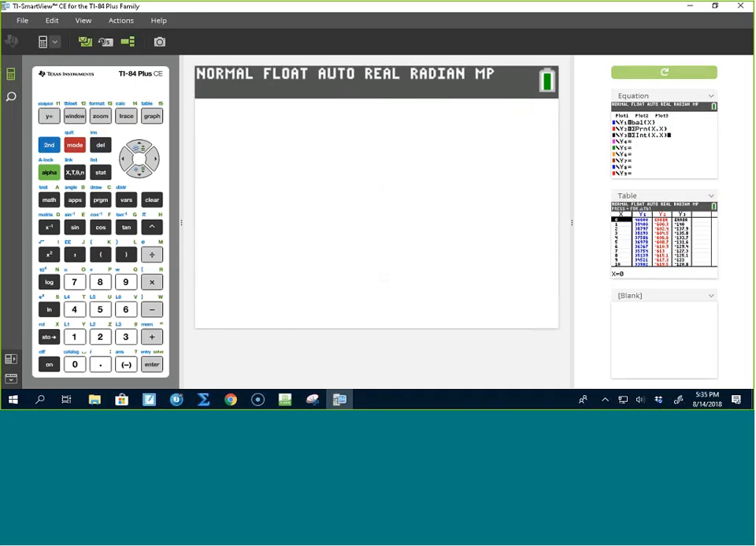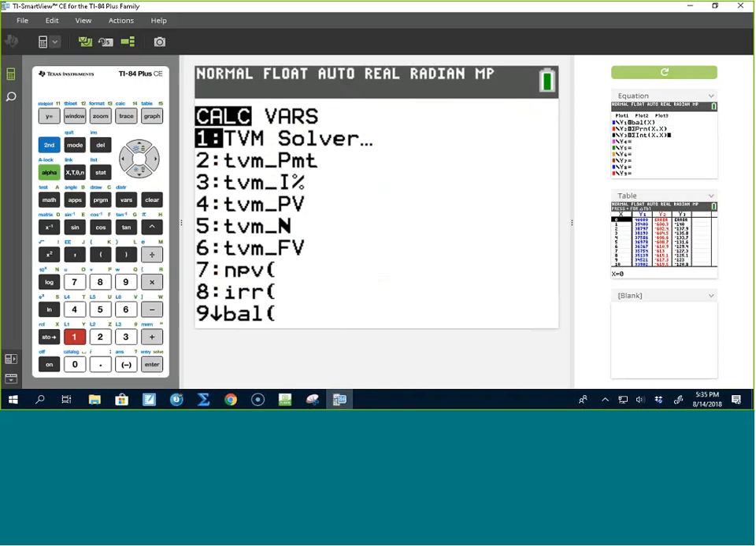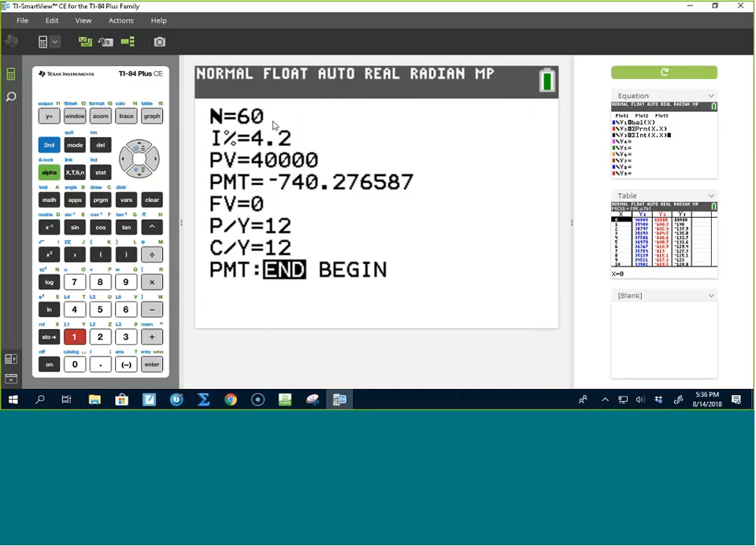And so I'm going to go into the app, and I have the finance right here, and I have this TVM solver. And so we did 60 payments. We're back at 4.2 interest. We have the present value of $40,000. We have a payment right here. And just to kind of review this, what if I decide that I want a $50,000 car? And that means the payment's going to change.